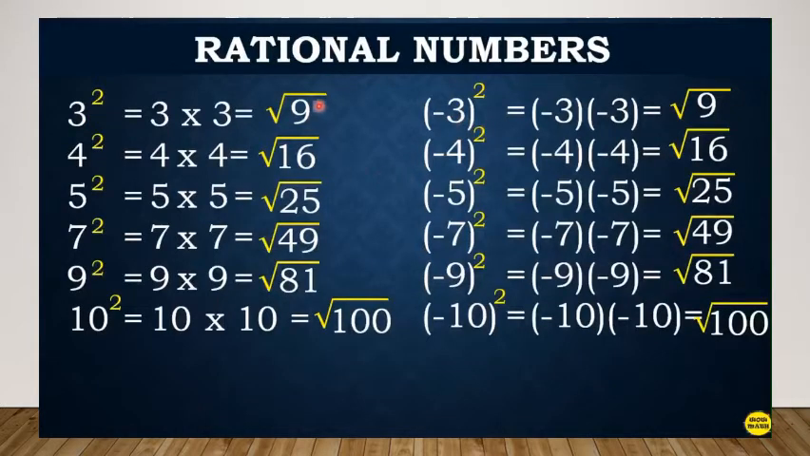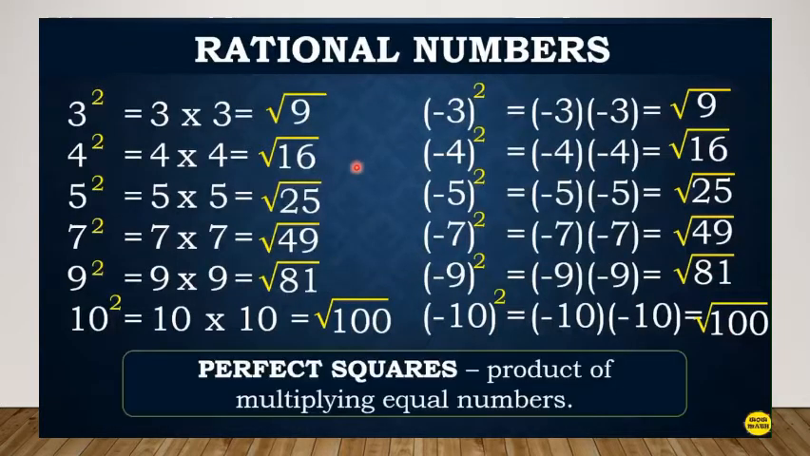Okay. And these numbers, 9, 16, 25, 49, 81, 100, what do we call them? Those are what we call perfect squares. What does it mean when we say perfect squares? A perfect square is the product when we are multiplying equal numbers.